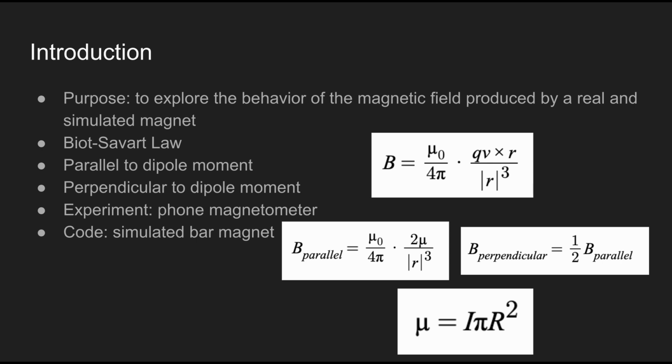Another derivation is the magnetic field at a location perpendicular to the magnet, which is half of the on-axis field at the same distance. For the first part of the lab, I used a magnetic sensor on my phone to measure magnetic fields produced by a bar magnet. For the second part of the lab, I coded a simulated model of the real magnet.